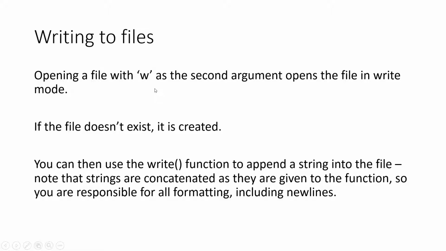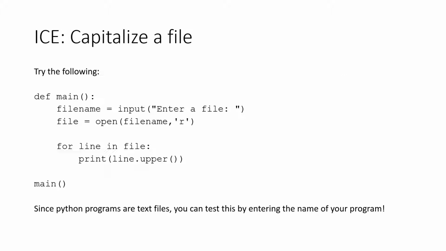Now, if we open a file with the W as the second argument, the file is opened in write mode. It's worth noting that if the file doesn't exist, it is created in this case, and so in this way we can actually create new files on the hard drive. We can then use the write function to append a string into the file. Strings are concatenated as they're given to the function, which means that your program is responsible for all formatting, including new lines. If you want your file to not simply create a single long one-line file, you'll have to insert those new lines where they're appropriate, as paragraph breaks or for whatever purpose you need them for.